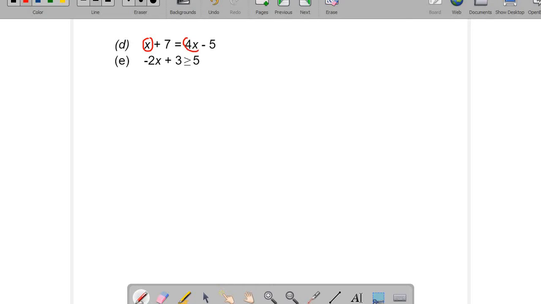Now, when you're solving equations with like terms, you're going to put them on one side of the equation for themselves, and you're going to put everything else on the opposite side of the equation. You don't have to move a particular like term. You can move any one of them to where the other is. But I'm just going to choose to bring this x to where 4x is.